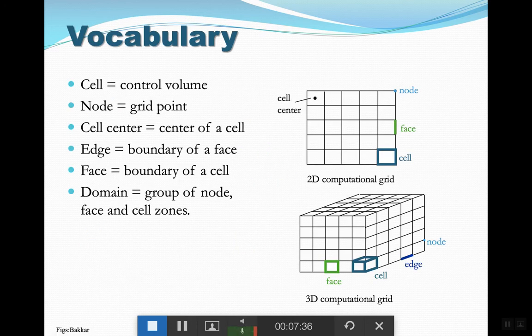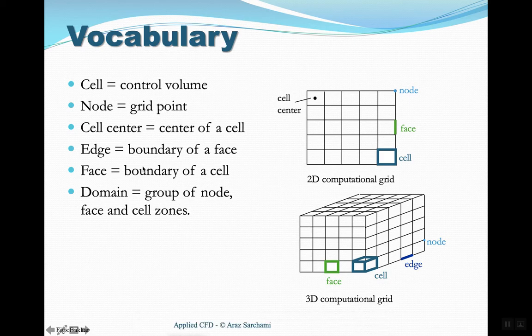So before moving on to generating our actual mesh, let's get some vocabulary out of the way. You have your cell, which is your control volume. You have node, which is your grid point. So these are nodes, grid points, where the edges of a mesh cell meet each other. You have cell center, which is the computation node. If you remember from our numerical method session, that's basically where the calculation is being done. Then you have edges and faces and also the whole domain.